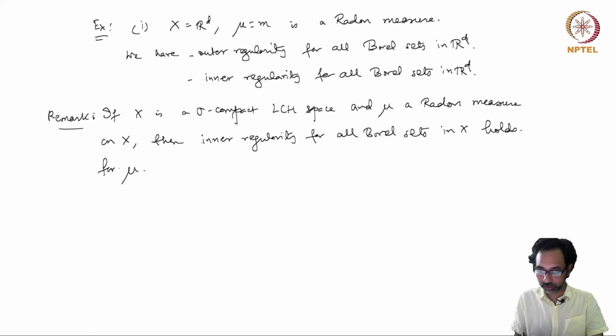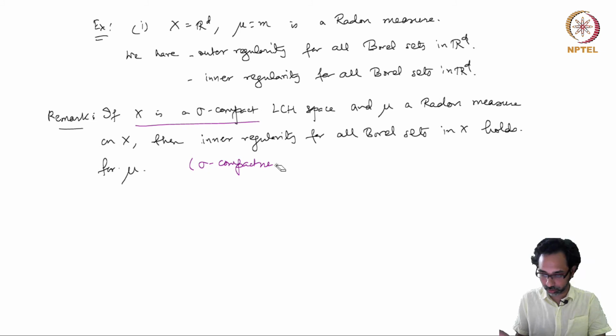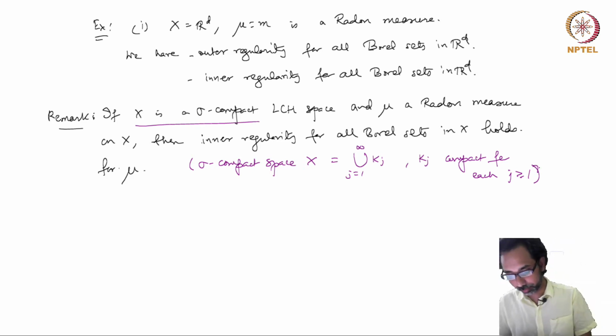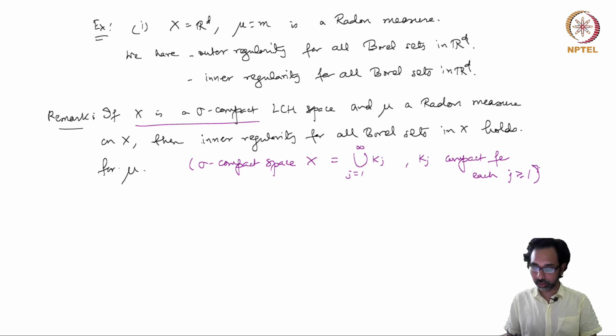So a Radon measure by our definition was allowed only to have inner regularity for all open sets, but in the case of a sigma compact space, recall that a sigma compact space X can be expressed as a countable union of compact sets, A_j compact for each j. So when you have a sigma compact space, then inner regularity for all open sets implies inner regularity for all Borel sets.